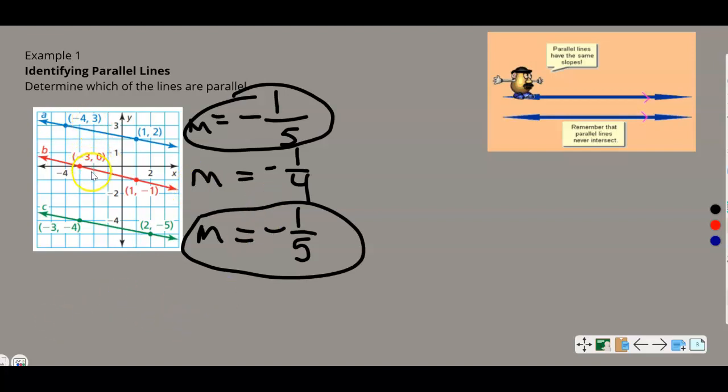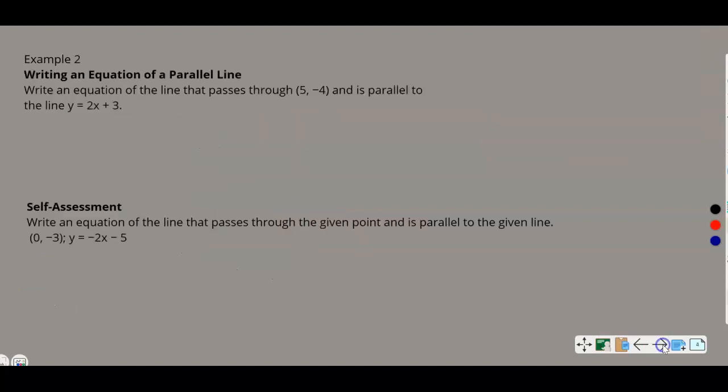So remember, even though these lines look parallel, B has a slope slightly different than A and C. So at some point, if A and B went far enough, those would eventually intersect. Same thing with B and C. If those two went far enough, they would eventually intersect. So those are not parallel. So to make sure they have the same slope, that ensures that you are looking at parallel lines.